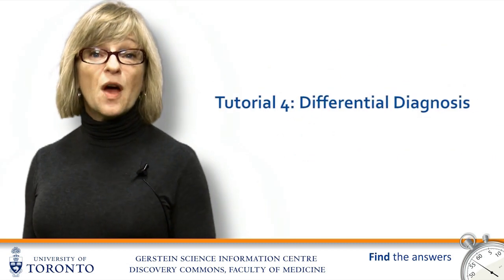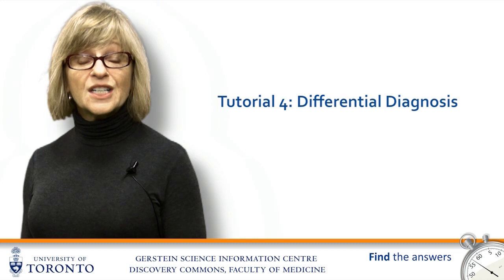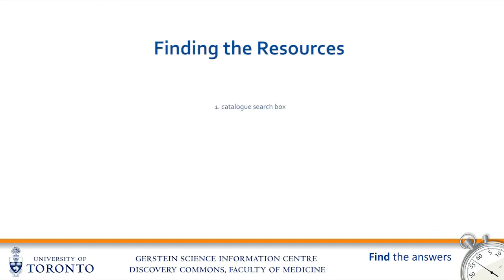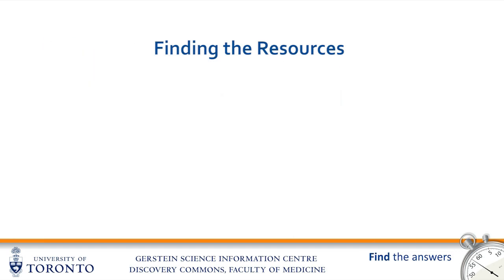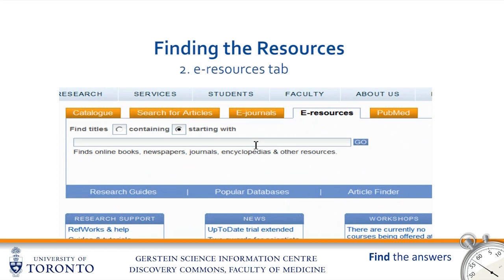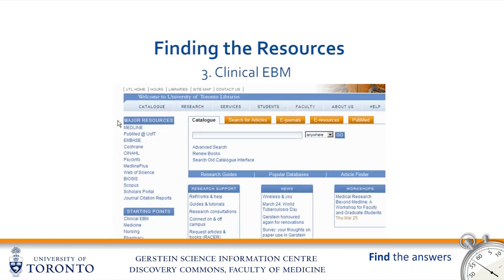After you've considered the possible causes of your patient's symptoms and narrowed it down to selected conditions, it's time to consider differential diagnosis. All the tools discussed in these tutorials can be found in three ways. First, through using the U of T Library Catalog. Second, through searching the title in the eResources tab on the Gerstein homepage. And third, under the link to Clinical EBM on the Gerstein homepage.